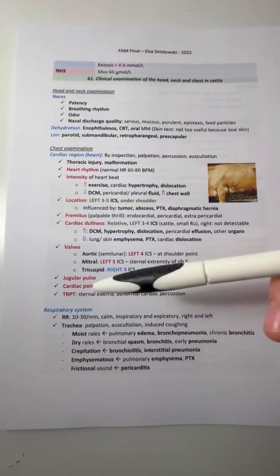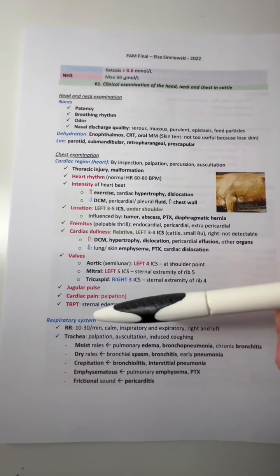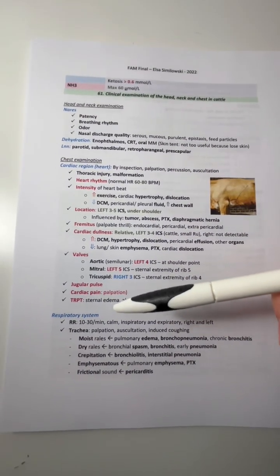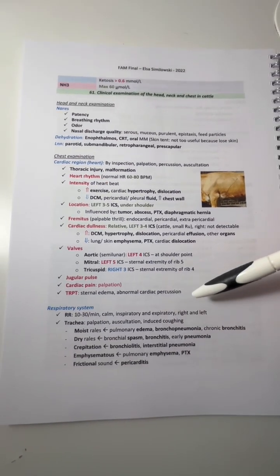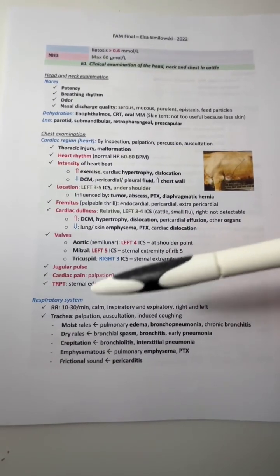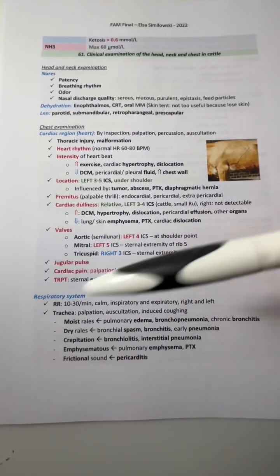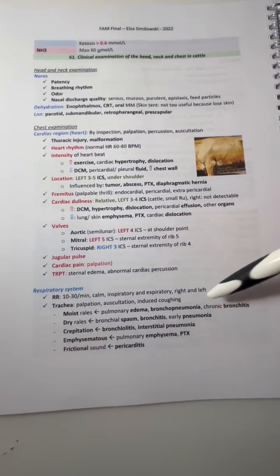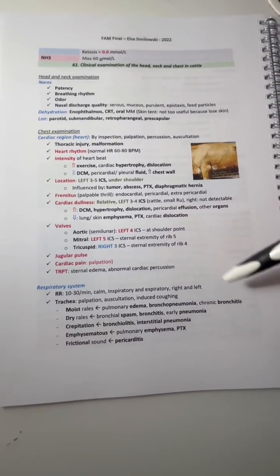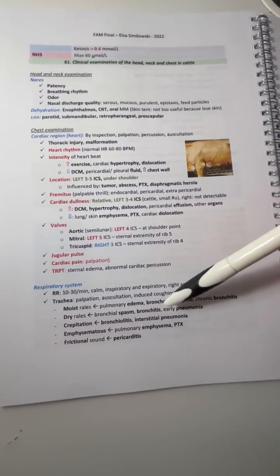For the respiratory system, the respiratory rate should be between 10 and 30 breaths per minute. The breaths should be calm and have inspiratory and expiratory sounds, and it should be on the left and right side. For the trachea, palpate it and auscultate it and induce coughing. If the trachea has moist rales, it could mean there's pulmonary edema or bronchopneumonia or chronic bronchitis. If the trachea has dry rales, it could mean bronchial spasm, bronchitis, or early pneumonia.